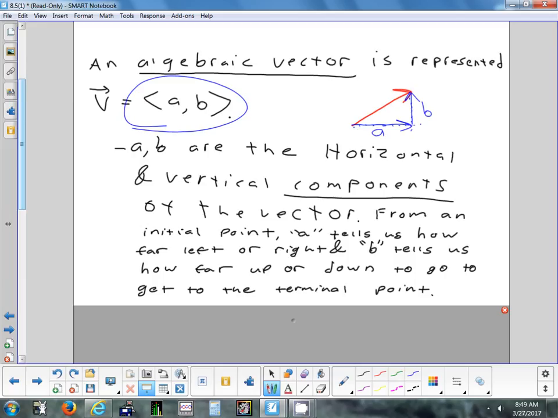Well, I'm going to get the direction because I know where to start and I know where to stop. Well, I know to go from some point to some point. So the A and the B are the direction. But it doesn't tell me something.